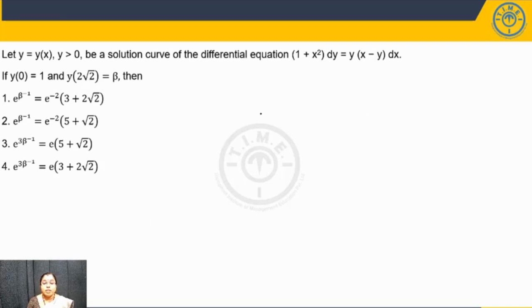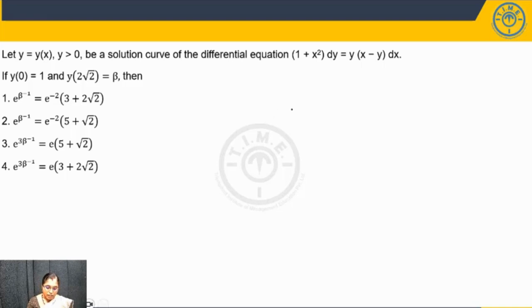curve of the differential equation (1 + x²) dy = y(x − y) dx. If y(0) = 1, we have to find y(β) such that y(2√2) = β.